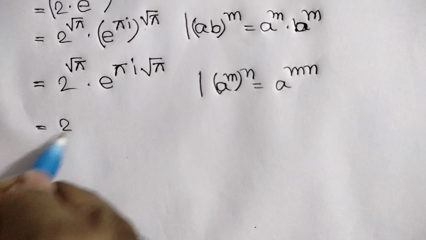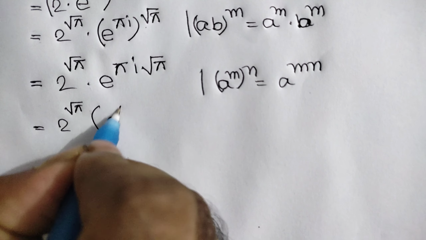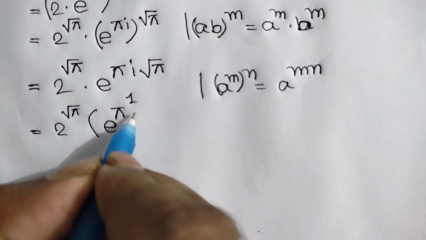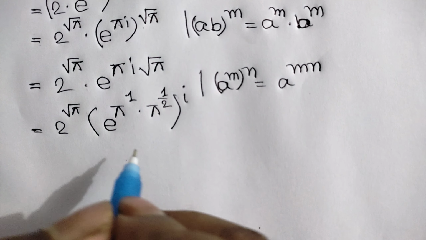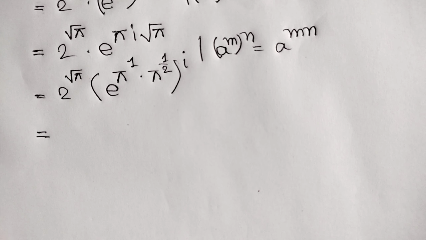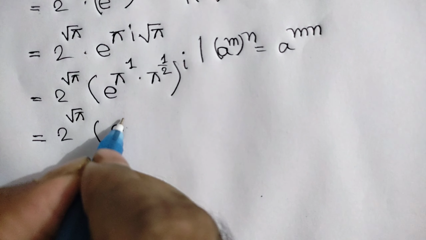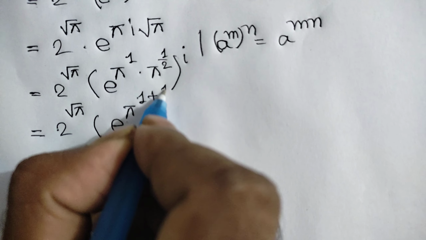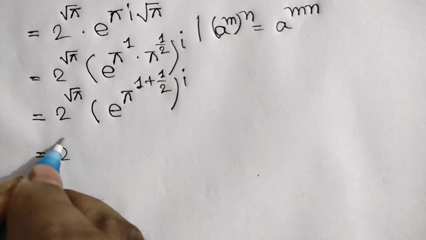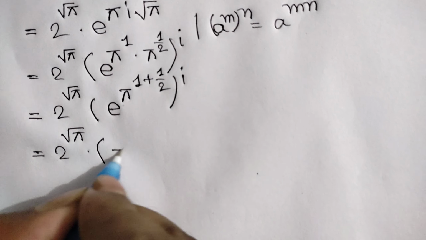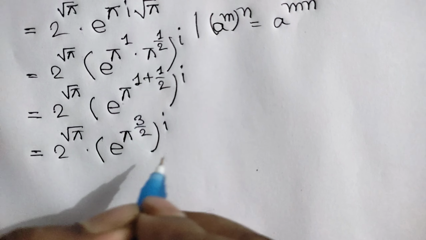is equal to 2^√π times e^(π to the power 1 times, here we can write, π^(1/2) whole to the power i), is equal to 2^√π times e^((π^(1 + 1/2))^i), is equal to 2^√π times e^((π^(3/2))^i), where 1 plus half is 3 over 2.